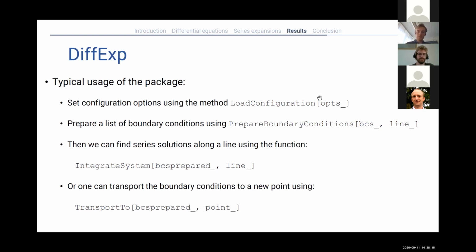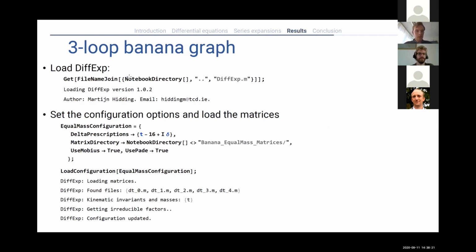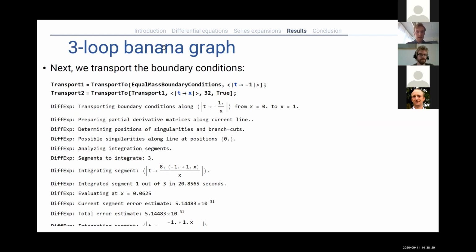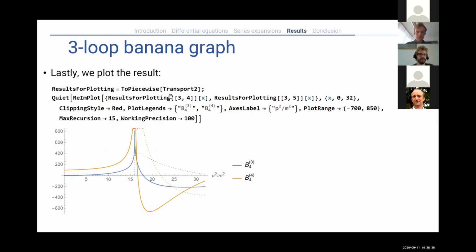The only thing is that you'll have to give the I delta prescriptions to this first function. So what that looks like in practice is you load DiffExp, you load the configuration, you plug in the boundary conditions, and then you run transport to. So I'm going a bit fast in view of time. Yeah, and then after running those functions, there's one additional function, to piecewise, and it basically puts together all the expansions, and you can then plot them out. So here you have a nice graph of the banana graph around the threshold where p squared is 16.